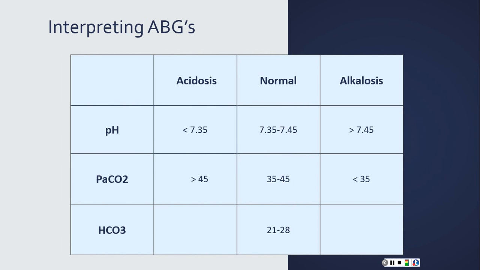All right, 21 to 28. Now, 22 to 26 is what I've always gone with. That's what I was taught. That's what we've always used. Looking at the book, it's 21 to 28. So that's what we're going with. Okay. 21 to 28 is your normal bicarb level. I don't know why they changed it. I guess they figured out bicarb needs to be a little lower. I don't know. Well, lower and higher. But the bicarb is 21 to 28.